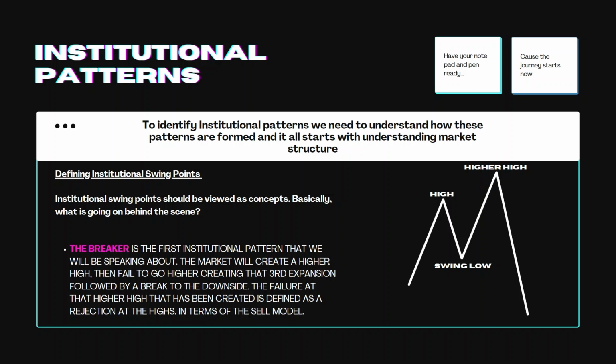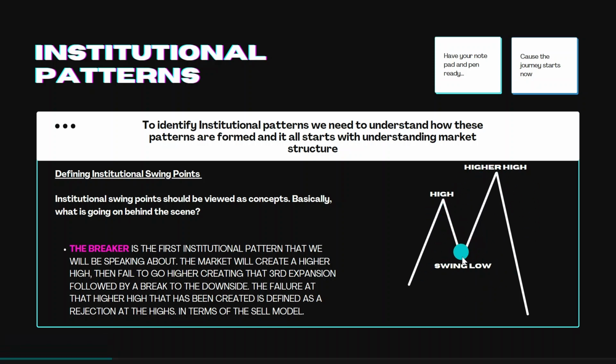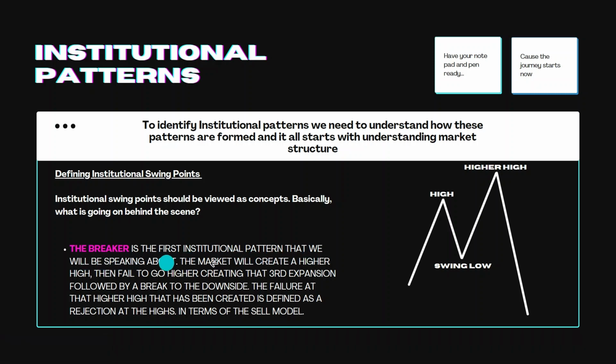And the whole concept of this is to ask ourselves what's going on behind the scenes, right? We're trying to break down what's going on behind the scenes. Why does market structure tend to have a high, low, higher high, and a quick sudden shift to the downside? This pattern is called the breaker. This is the first institutional pattern that we will be speaking about.